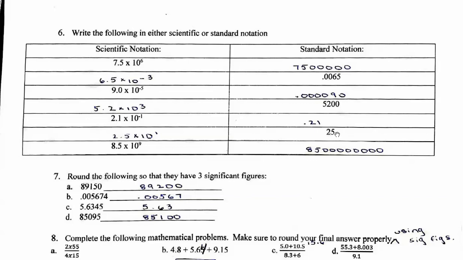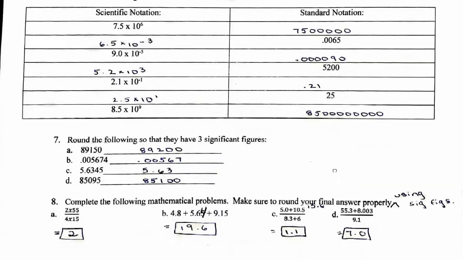This one, I need to make it between 1 and 10, so I'm going to move my decimal place over once, making a large number smaller, so it's 2.5 times 10 to the first. This one, times 10 to the 9th, I need to move my decimal place over to the right 9 times. That's the answer. I get 8 zeros.